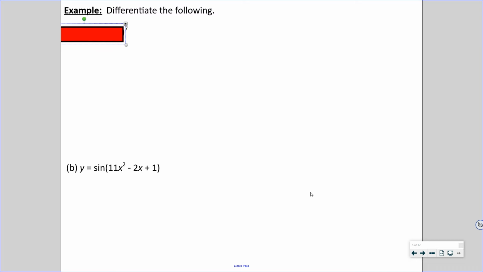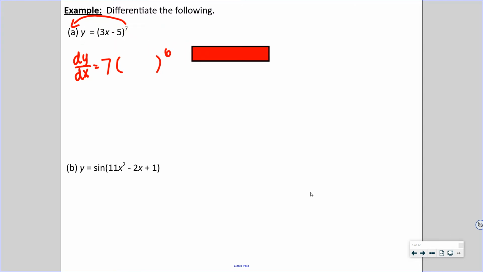If I were to take the derivative of this red box to the power of 7, I would use the power rule. I'd bring down the 7, so it's 7 times the red box, and drop 1 from the power. Now you keep everything in the red box the same, so we just keep that as 3x minus 5. There we essentially just took the derivative of the outside. My outside function was x to the 7. Bring the 7 down, drop 1 from the power.